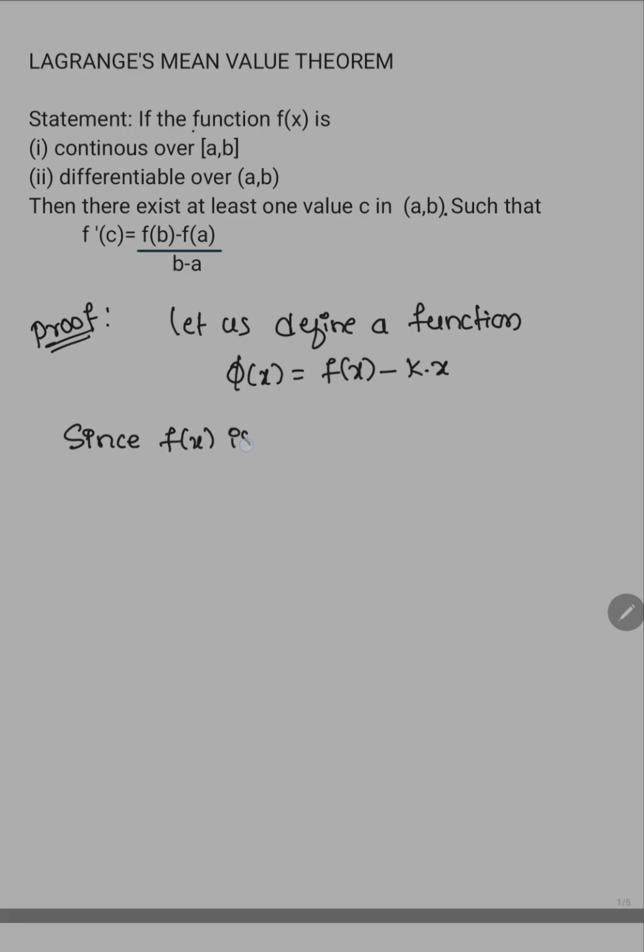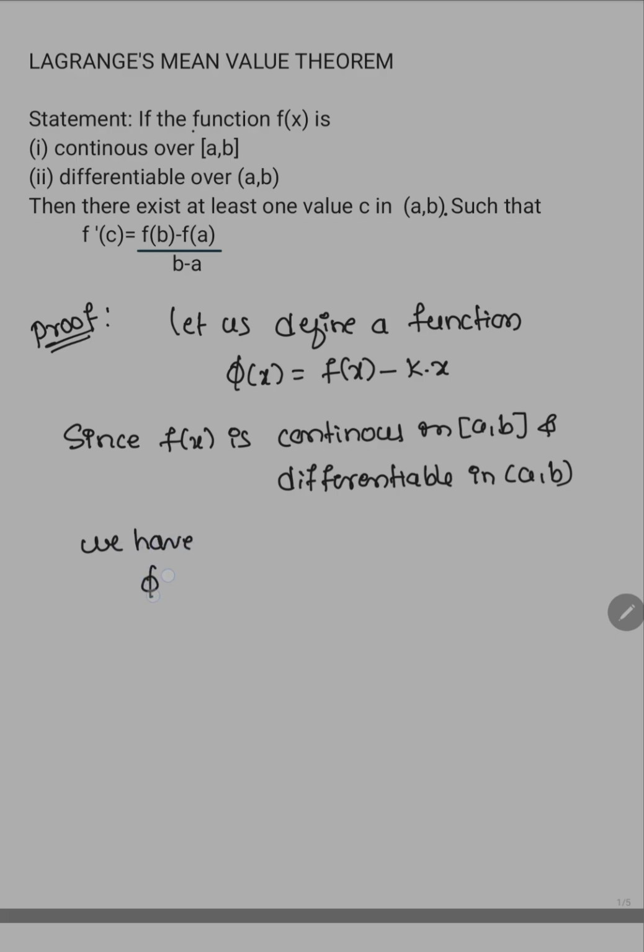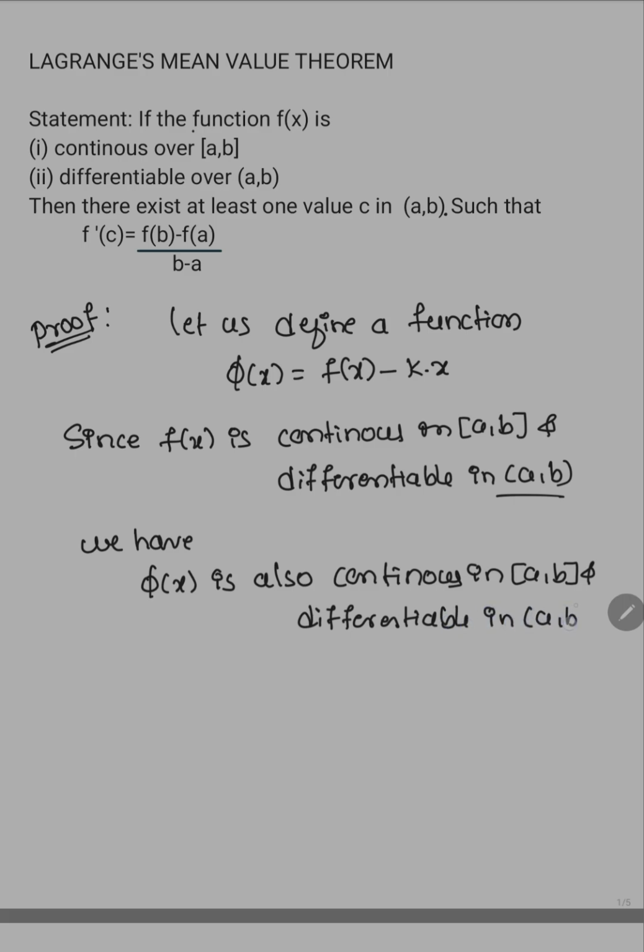Since f of x is continuous in closed interval a comma b and differentiable in the open interval a comma b, we have phi of x is also continuous over the closed interval a comma b and is also differentiable in the open interval a comma b, because phi of x is defined as f of x minus k into x.